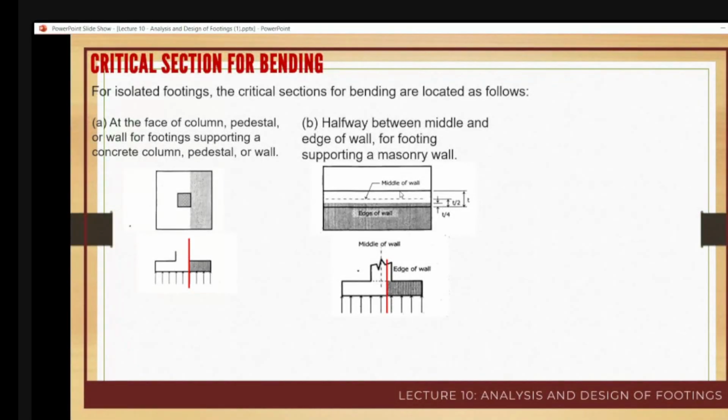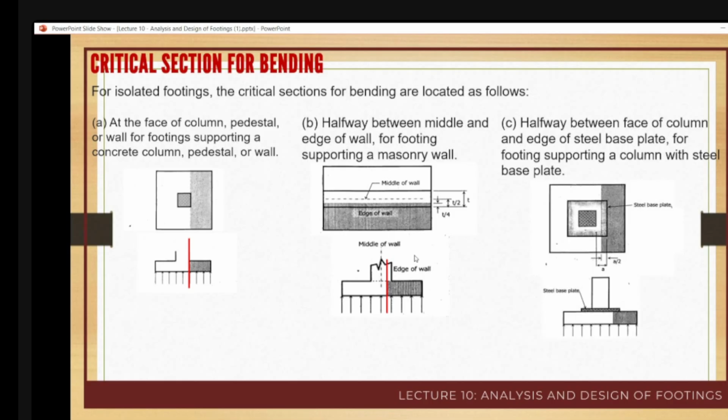So for a masonry wall, the critical section is halfway between the middle and the edge of the wall. If you can see here, this is the middle of the wall, and half of the middle of the masonry wall. So for HB walling, it is half of the edge of the wall, about 1/4 from the center of the masonry wall. There is our consideration for bending.